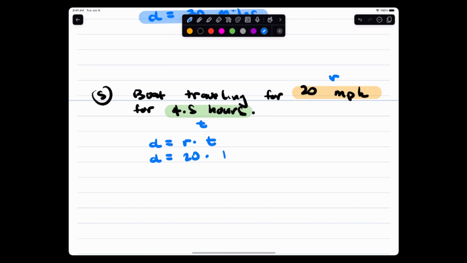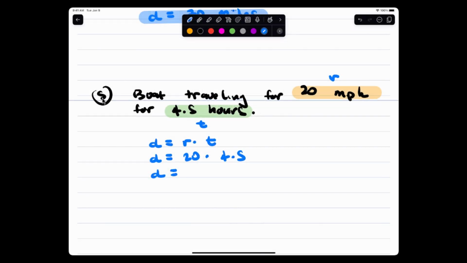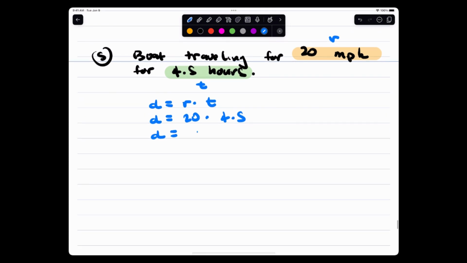So 20 times 4.5. We get to use our calculator. So what will be 20 times 4.5, ladies and gentlemen? Is that 90? Did you see this as 90 again? Okay, so 90 what? Miles. So ladies and gentlemen, 90 what? Miles here. Okay, so here we go.